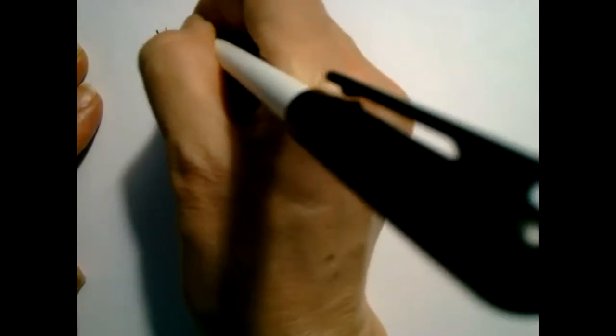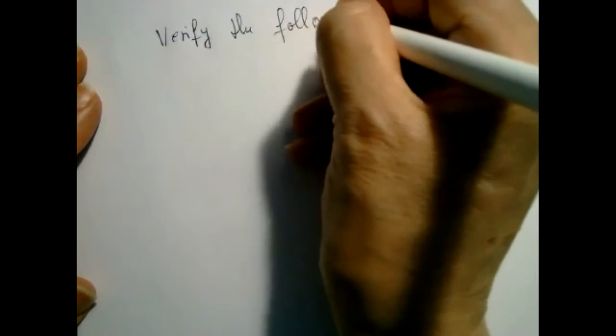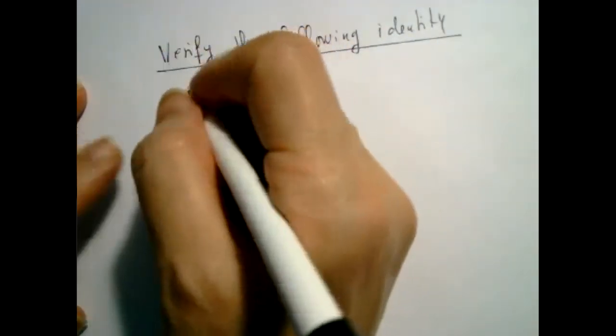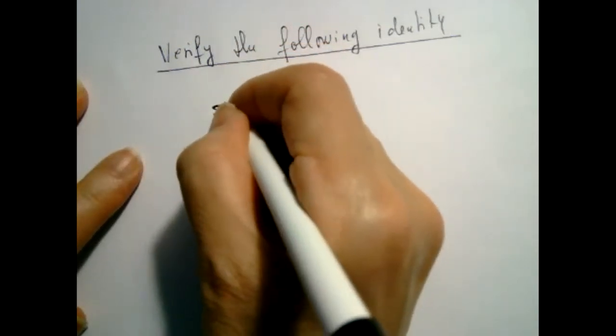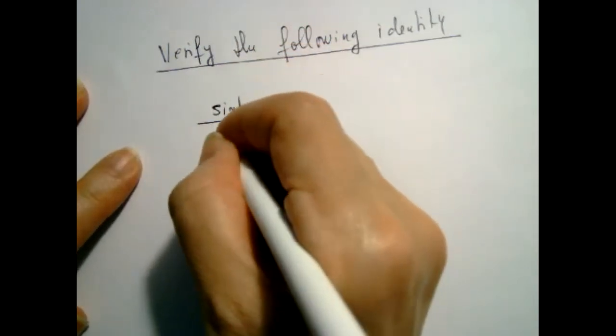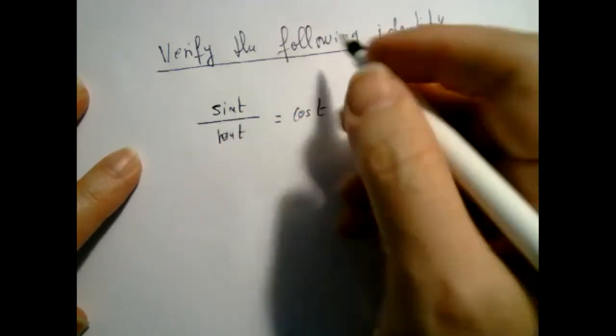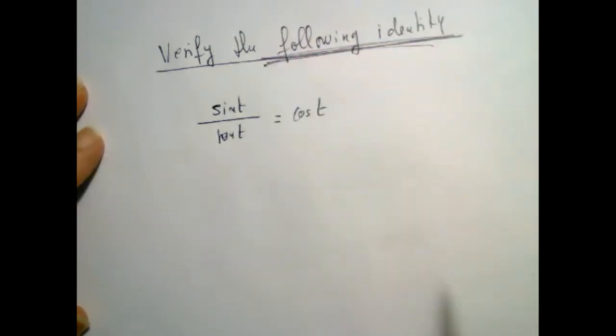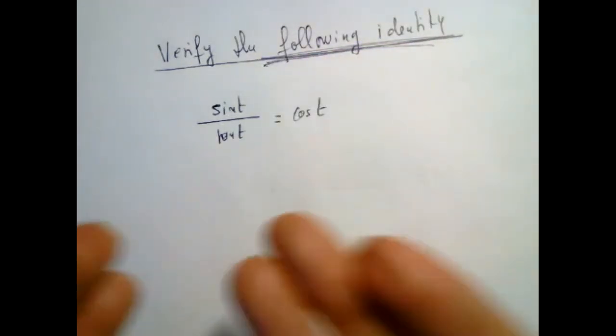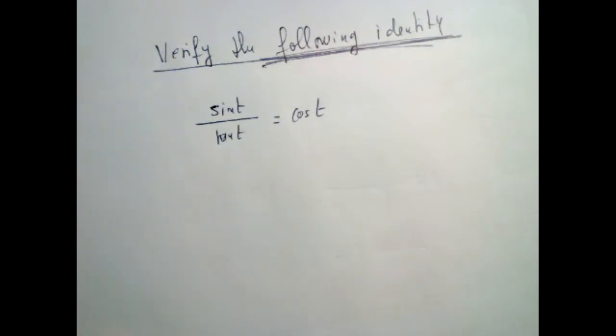Verify the following identity. I'm going to give you statements that are true, and you have to tell me why they are true. So I start with the first one: sine t over tangent t equals cosine. The only thing I want you to do is verify that this is a true statement. It means it is true. The question to you is why it is a true statement.